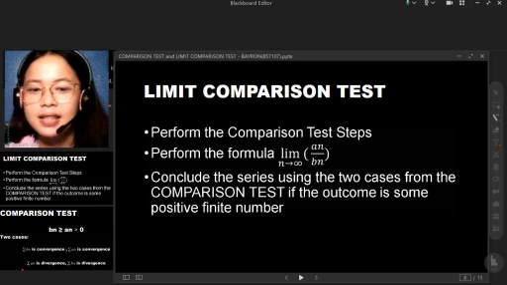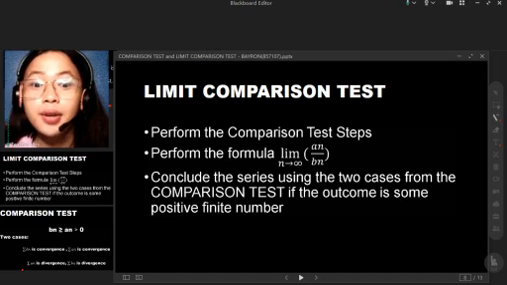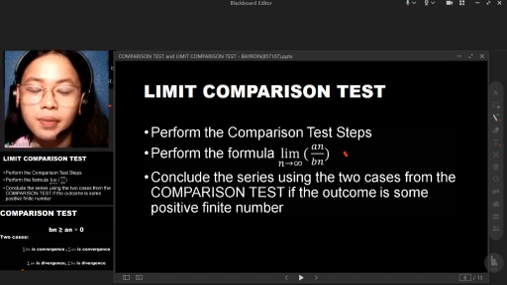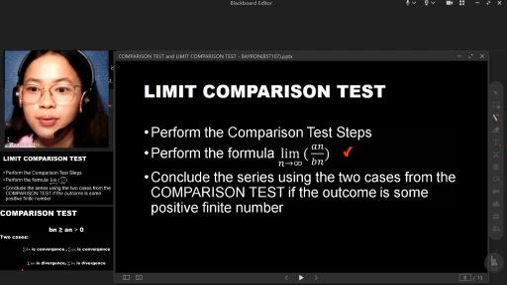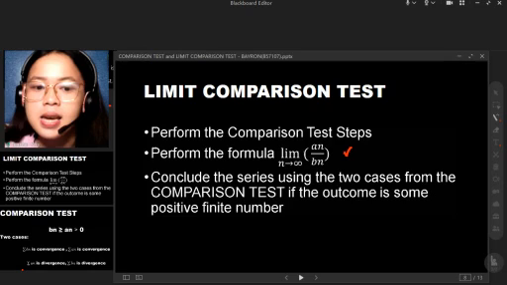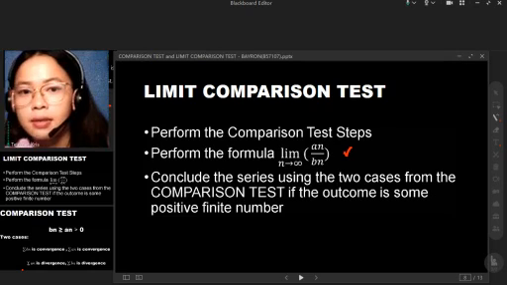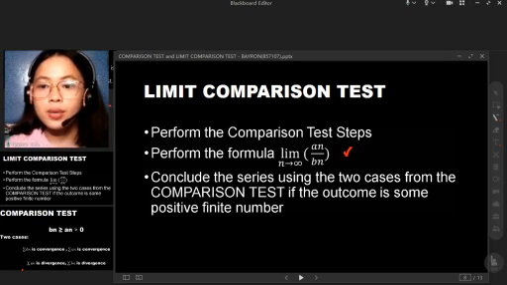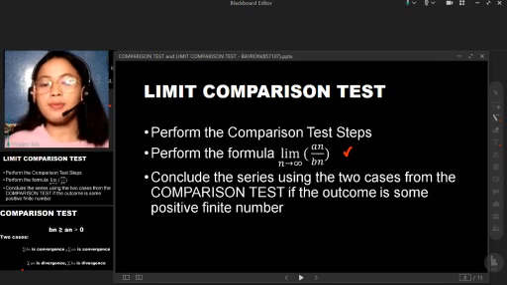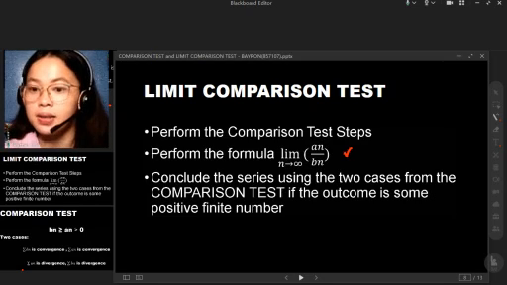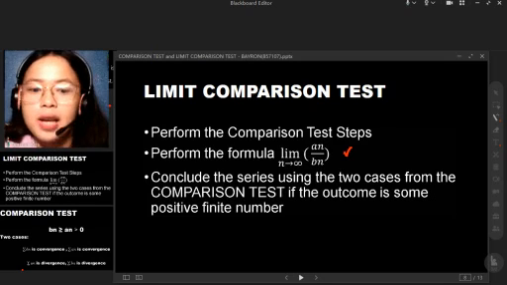So we perform the formula, the limit as n approaches infinity of a sub n divided by b sub n. And as the result, we can therefore conclude the series using the two cases from the comparison test if the outcome is some positive finite number.